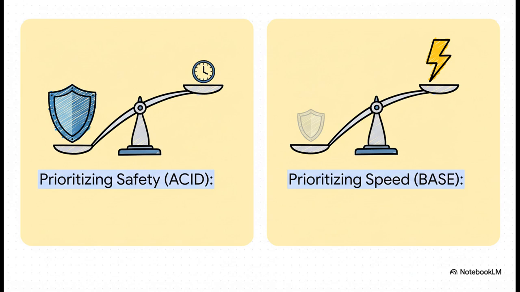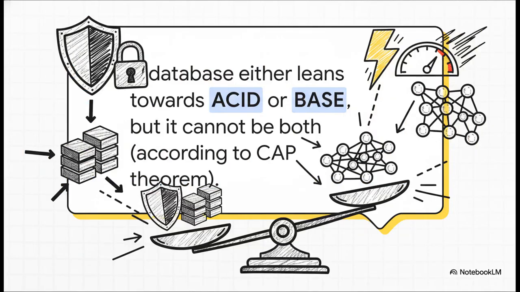But then you have this other world of NoSQL databases. Many of them follow a different model called BASE. It stands for basically available, soft state, and eventually consistent. And their main priority? Availability. They're willing to be a little bit inconsistent for a short period of time to make sure the system is always up and responsive. And this isn't just a stylistic choice.